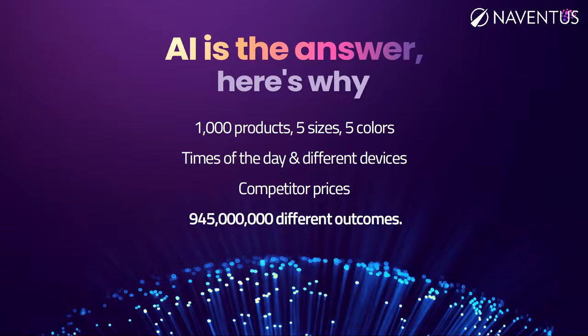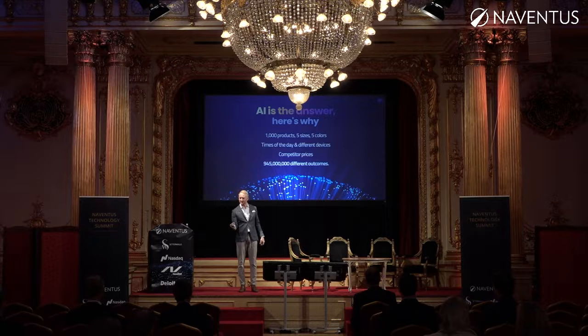So, why AI then? Well, if you take this, for example, that you have 1,000 products in your store, and you have 5 different sizes and maybe 5 different colors, and then you search at different points of time during the day with different devices, and then you have the competitor prices always changing, that alone is around 950 million different bid strategies to use. I want to see that person that raises his or her hand and says, hey, let me do that manually. This is why we need to let the AI do the heavy lifting.